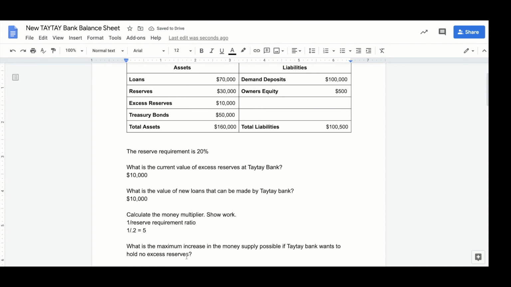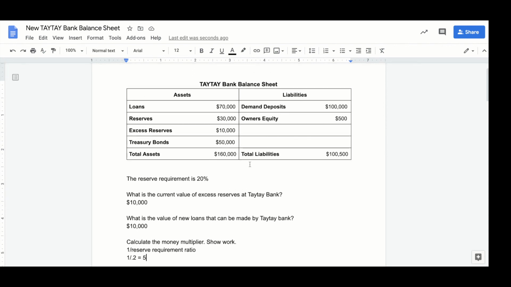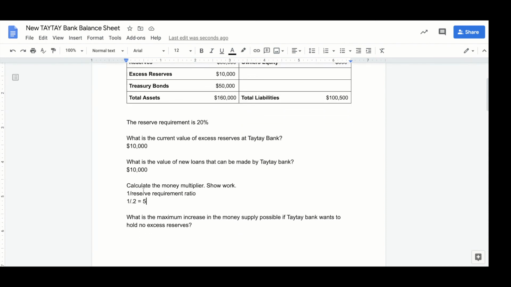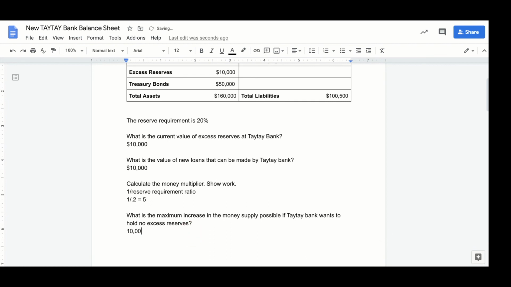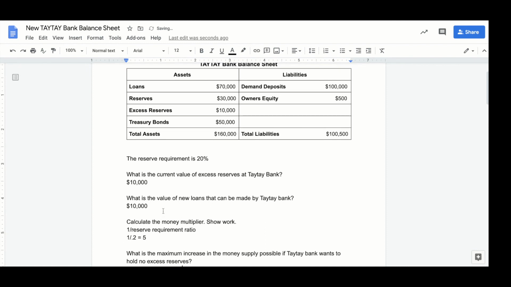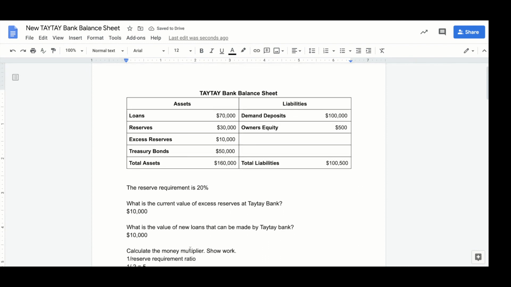So what is the maximum increase in the money supply possible if Tay Bank wants to hold no excess reserves? So what that means is we're going to loan out every cent that we possibly can. And we're assuming that all this money just keeps getting put back into Tay Bank or a similar bank that wants to loan out every last time over and over again. Our multiplier is 5. Our initial loan is $10,000. So if we loan out $10,000 and our multiplier is 5, 10,000 times 5 is going to come out to $50,000 that can potentially be created by the banking system based on this initial loan at $10,000 and the fact that the reserve requirement ratio is 20%.